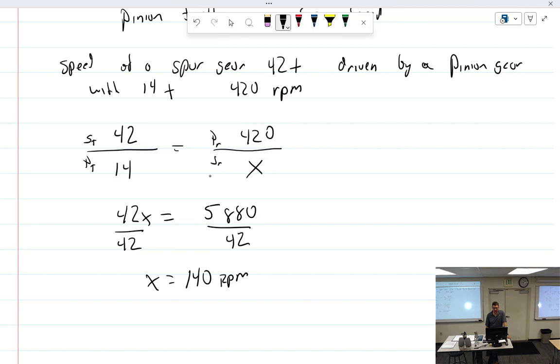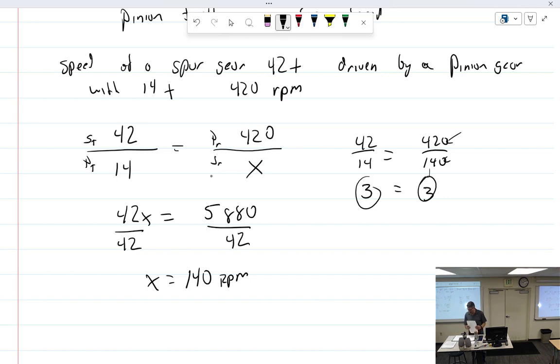We can then verify: 42 over 14 is equal to 420 over 140. 42 divided by 14 is 3, and 420 divided by 140 is 3. You can just see that, dropping the little 0 from the 0. So it's the same. 3 equals 3. That is a correct statement. Therefore, we did it correctly. Woohoo!